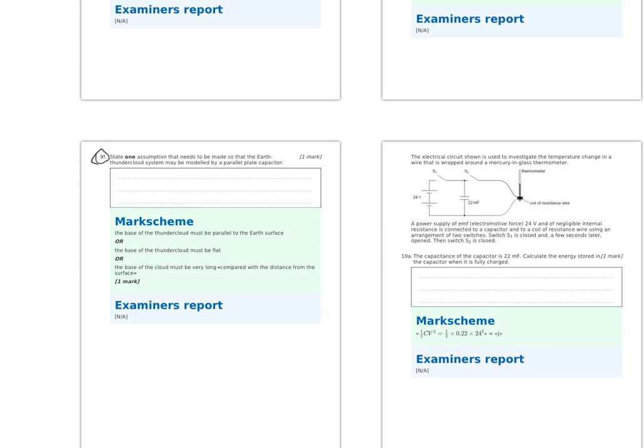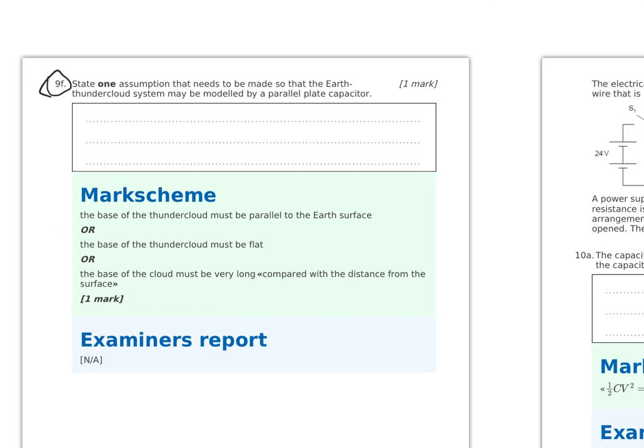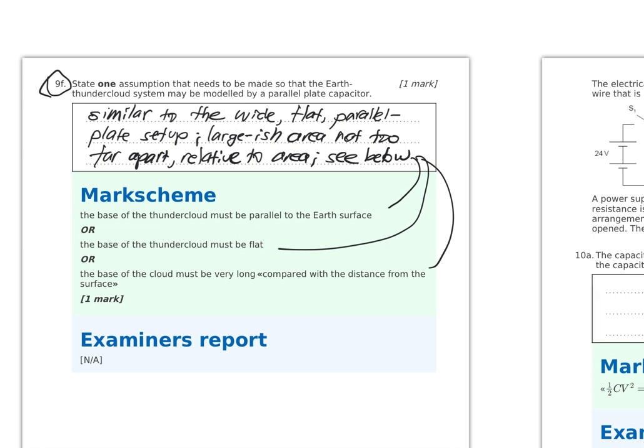What does it say? And then for 9F, it says, assumptions that a thundercloud system may be modeled by a parallel plate capacitor. We'll look at the mark scheme. Base of the thundercloud must be parallel to the Earth's surface. Base must be flat. Base must be very long compared to the distance to the surface. Basically, you want your model similar to the wide flat parallel plate setup, largish area, not too far apart. I don't know that I would use the word largish in an actual answer, but this is kind of more for you. But see below, any one of these responses makes sense to describe a system similar to wide flat parallel plate setups.